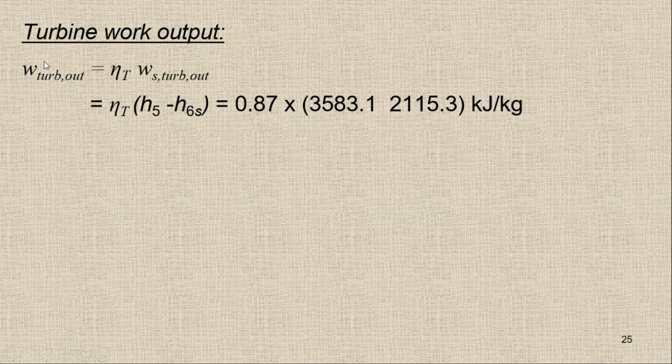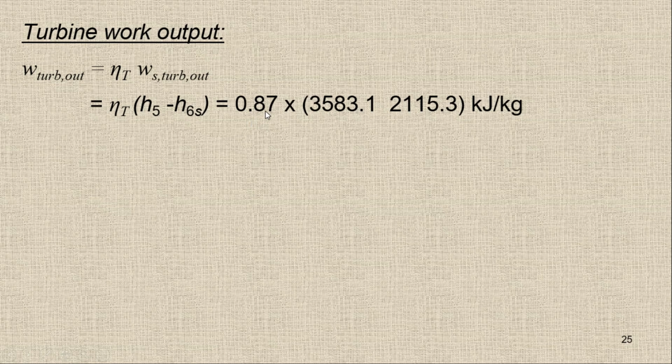But we have to find the actual work output. The actual work output will be the isentropic efficiency times the ideal work, because for the turbine we have actual upon ideal, so I just have to multiply the ideal with the isentropic efficiency to get the actual work output. So we multiply the isentropic efficiency with H5 minus H6S. By doing this, you will get the actual work output.